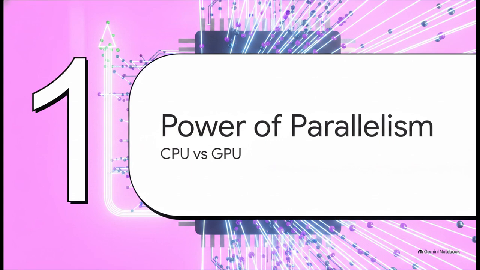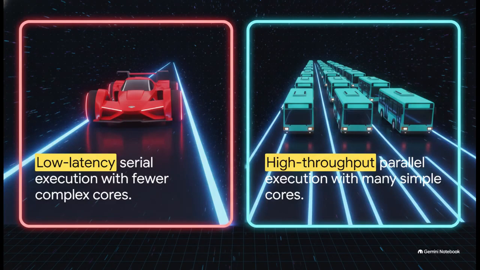The power of parallelism. Think of a CPU like a single, incredibly fast sports car. It's highly optimized for low-latency serial execution. It can get one passenger to a destination blindingly fast. But a GPU? A GPU is entirely different. It's more like a massive fleet of city buses. Now, individually, a bus isn't nearly as fast as a sports car, right?